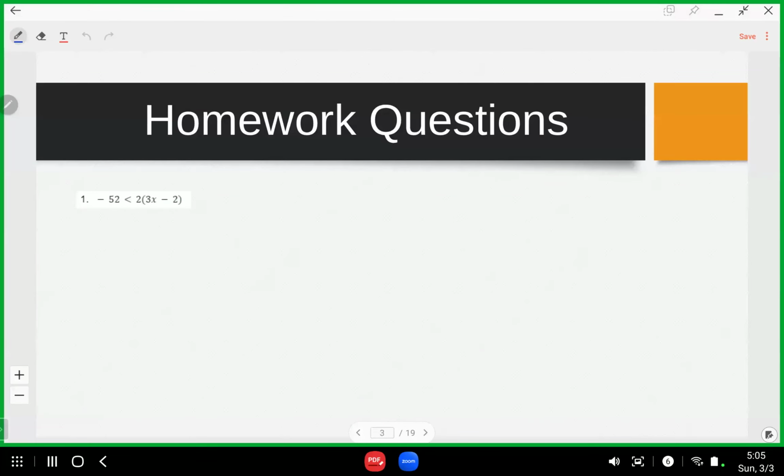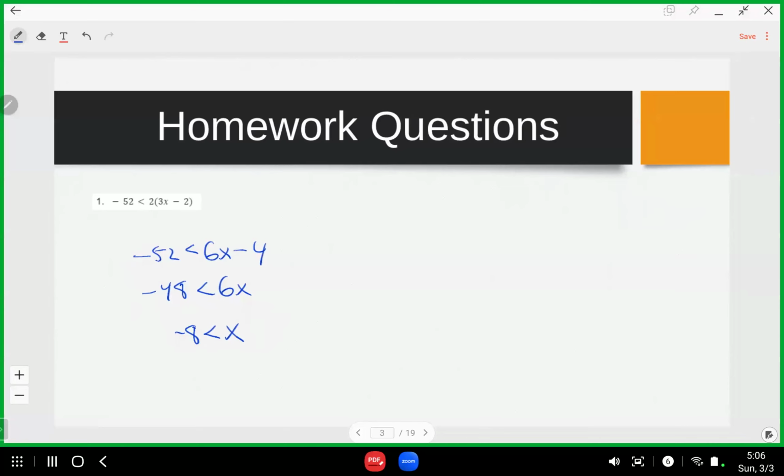How first, did you solve this? I distributed the 2 to 3x minus 2 to get 6x minus 4. And then I added 4 to cancel out the negative 4 and added 4 on the other side to get negative 48 is less than 6x, and then divided by 6 to get negative 8 is less than x. All right, so that just means x is greater than negative 8.